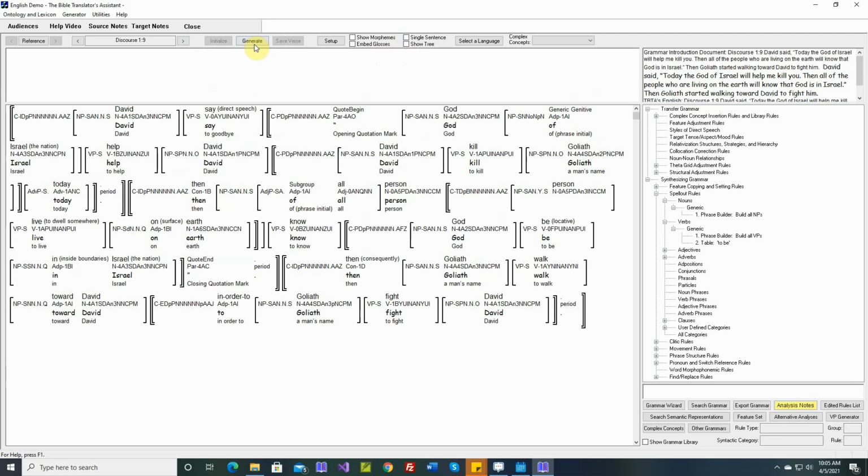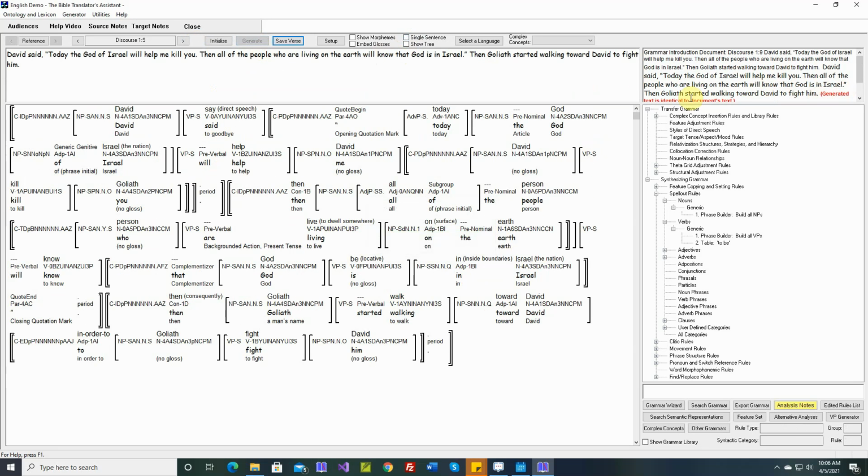Go to the full verse. Okay, generated text is identical to documents text. Let's save it, and we'll move on to Discourse 110.